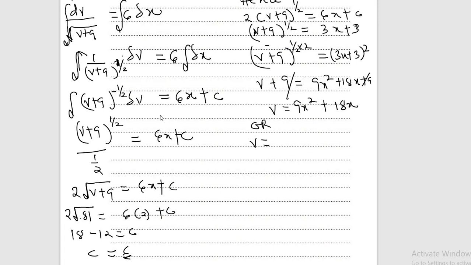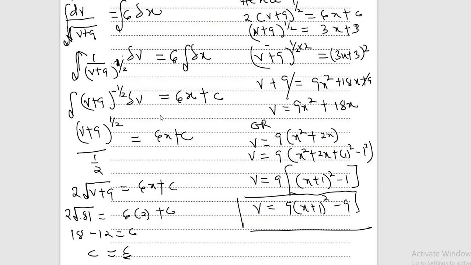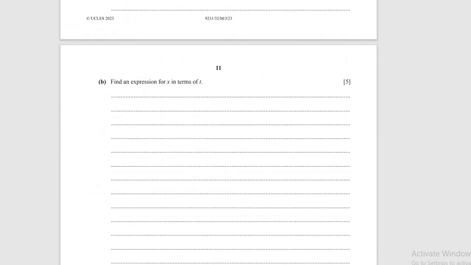Alternatively, factor out 9: 9 times the bracket x squared plus 2x. Completing the square, x squared plus 2x plus 1 squared gives x plus 1 all squared minus 1. So v will be 9 times (x plus 1) squared minus 9. It can also be in this form. That's it. The next question.